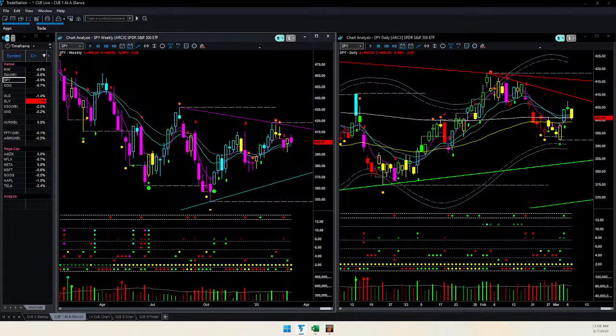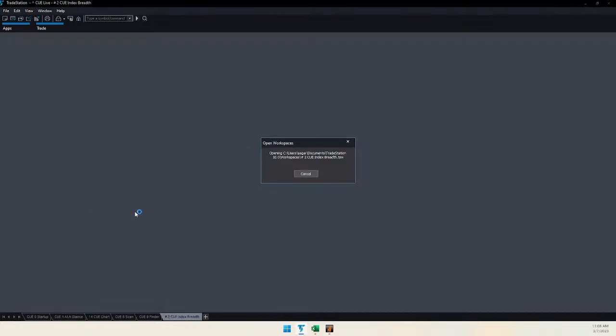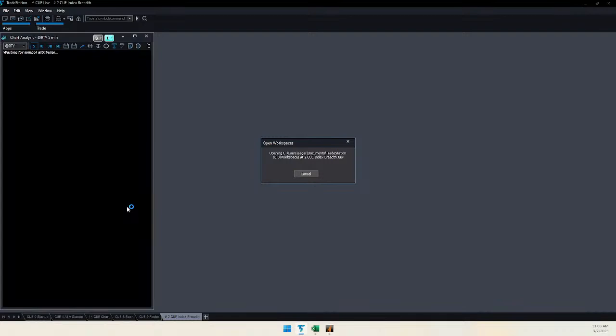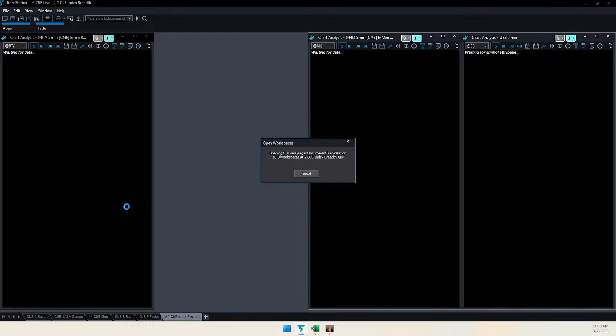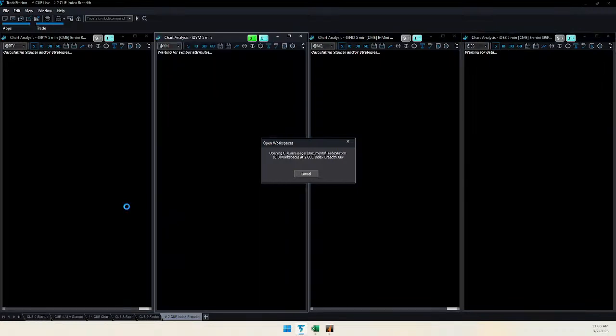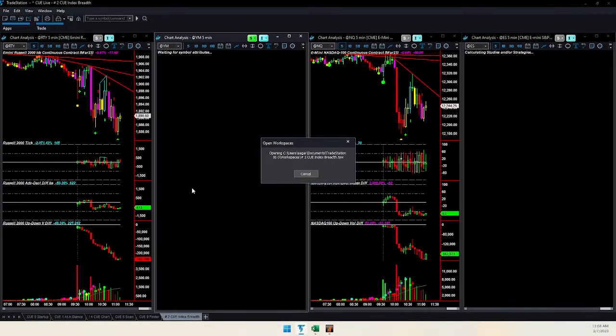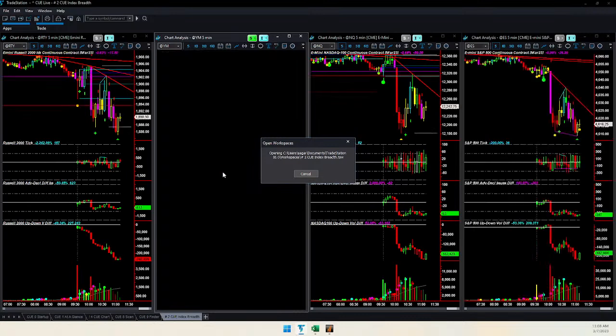I always keep an eye on the index breadth. That shows not only how the indexes are moving, but also their internal health. That is advance-decline, up-down volume. That is also useful. I'm opening only one chart that shows the major indexes. I have another chart that shows the exchanges, NYSE and NASDAQ. I keep that open as well to look at the internals.